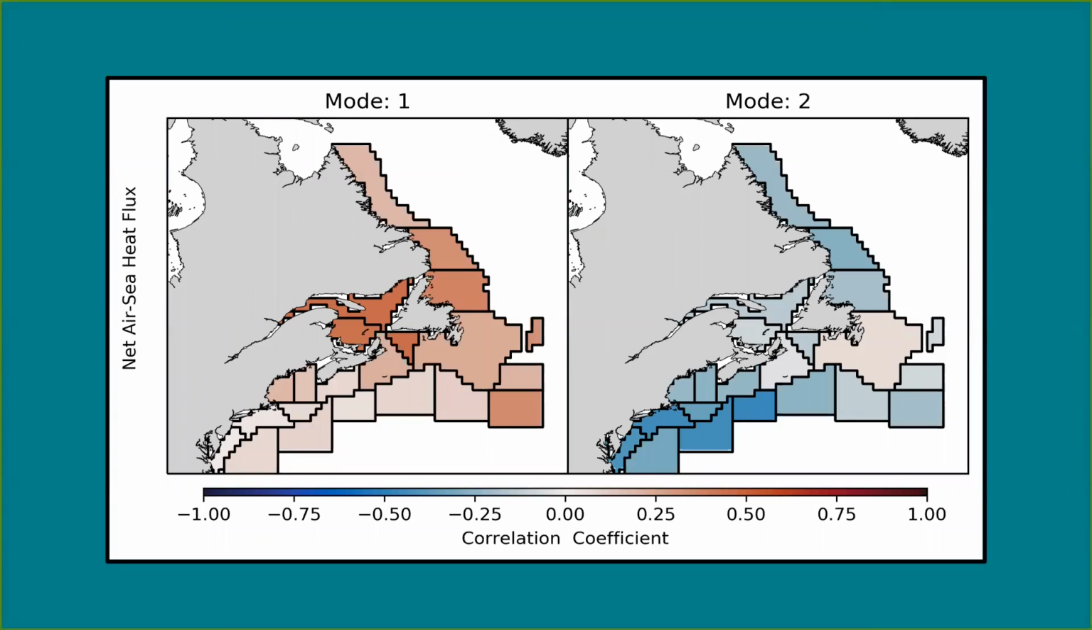Further correlations were done between the PC time series and air-sea heat flux anomalies. Here we see that a positive correlation exists between the first mode and air-sea heat flux throughout most of the regions of interest, and the opposite occurs in the second mode, with negative correlation existing in most regions of interest in air-sea heat flux anomaly.